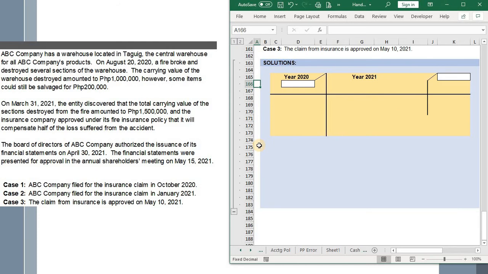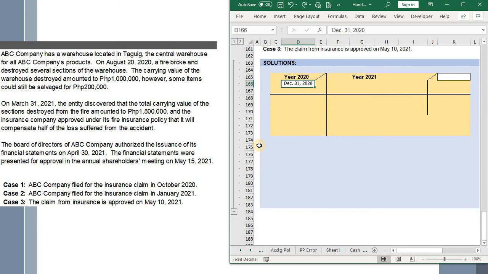So let us answer case 1. So ABC company filed for the insurance claim in October 2020. So before we proceed, let us determine the two important dates, and that is the year end of 2020. Again, we are going to assume the calendar year. So that will be December 31, 2020.